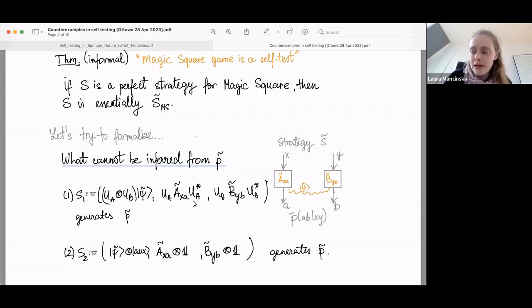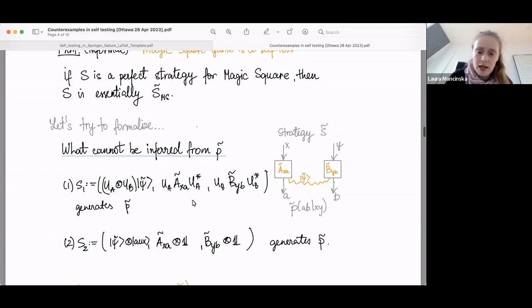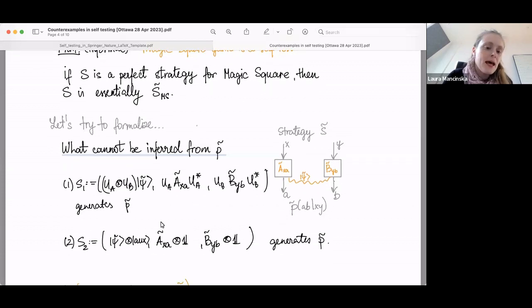So change of local basis is one thing that we can always do and that we cannot detect from this P tilde. Another thing we can do is attach another state. In addition to this psi tilde, we give Alice and Bob some other state as well, but then we don't do anything on that state. Mathematically, we just tensor identity onto those operators. Again, if you calculate the generated correlation, this auxiliary state just goes away, so you're left with the same correlation as the one generated by the tilde.